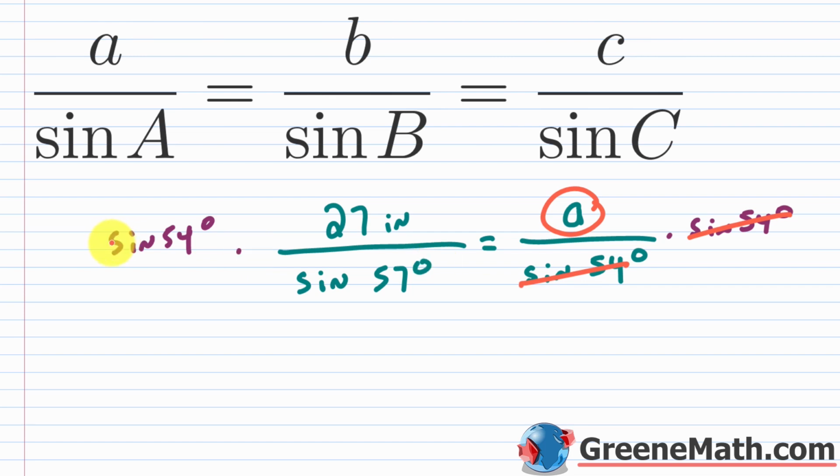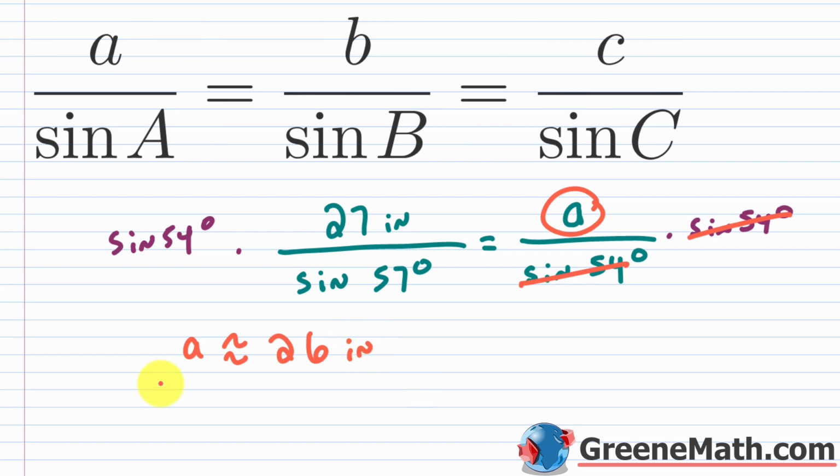So to key this in, hit the sine key and then 54, then close the parentheses, then multiply by 27. Forget about the inches for right now. Then you're going to divide by, hit your sine key again, then type in 57, close the parentheses, and hit enter. So you're going to get that a is approximately, if I round this to the nearest tenth, 26. And this is in terms of inches, so let me put that in now.